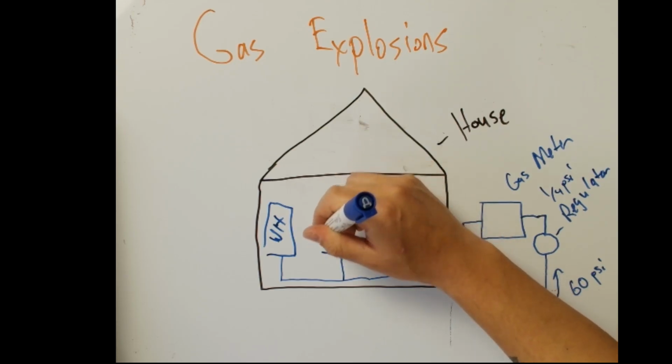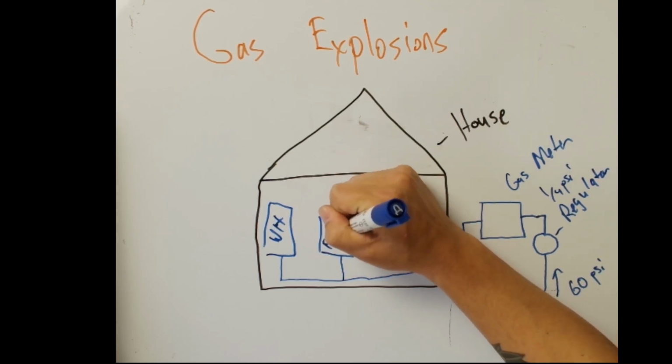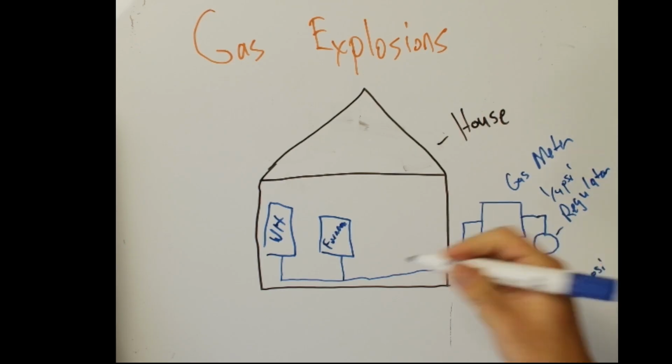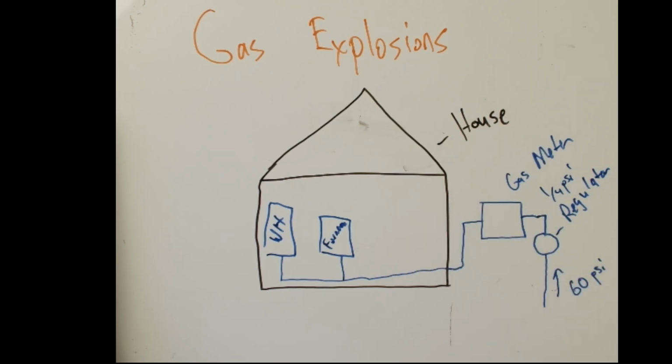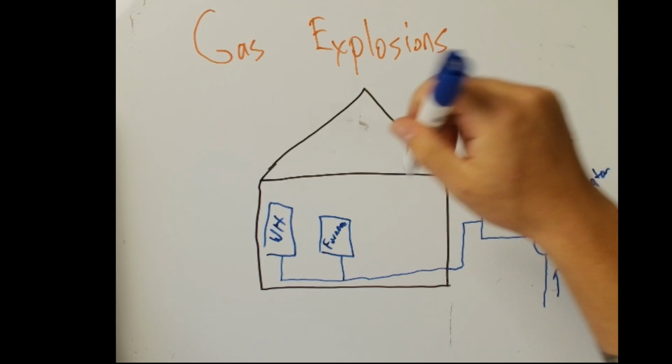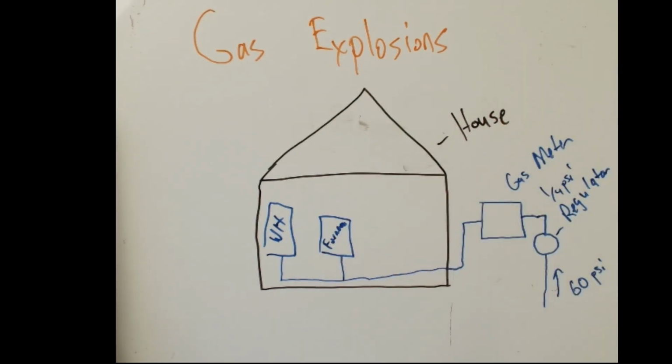These are obviously not to scale. This will be your furnace. And that's it. That says furnace. It's really terribly written. Anyway, so you have your natural gas flowing at about 1/4 psi or give or take.